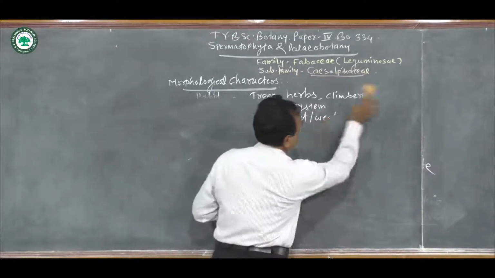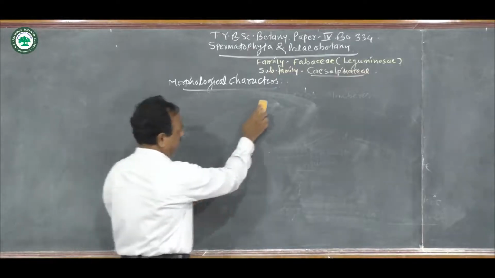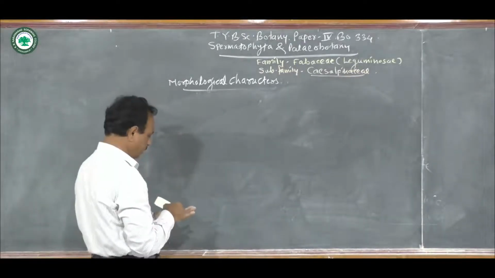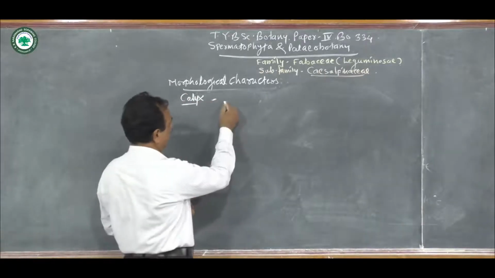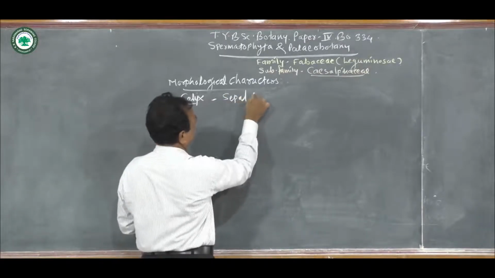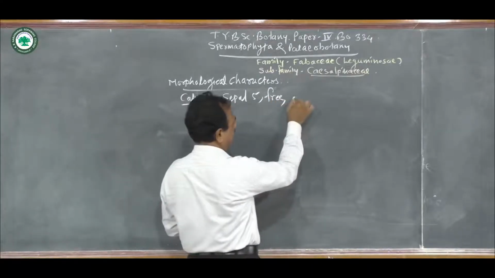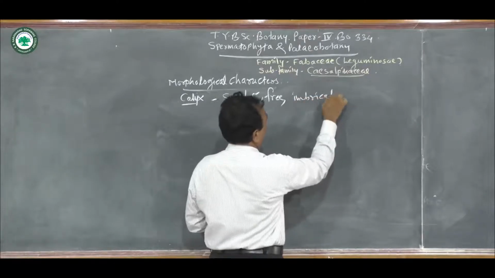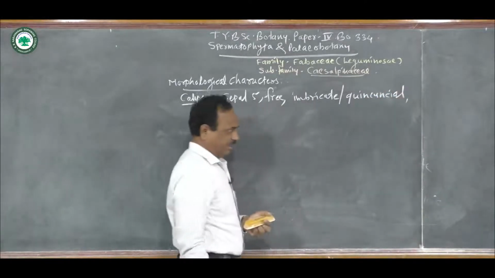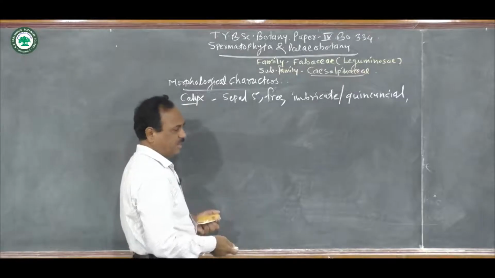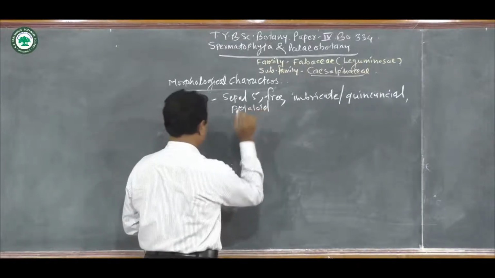Let us see the floral parts of the members of this family, Caesalpinaceae. Now if we see the floral parts, that is the calyx, it shows the presence of 5 sepals. The sepals are free, that is polysepalous, and are present in imbricate or quincuncial type of aestivation. In some plants, for example in Cassia auriculata, they may be petaloid.